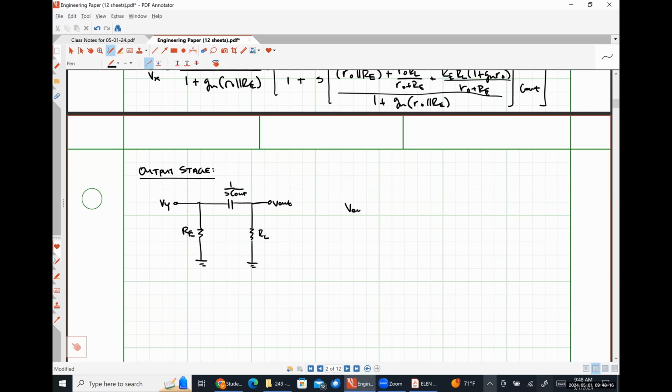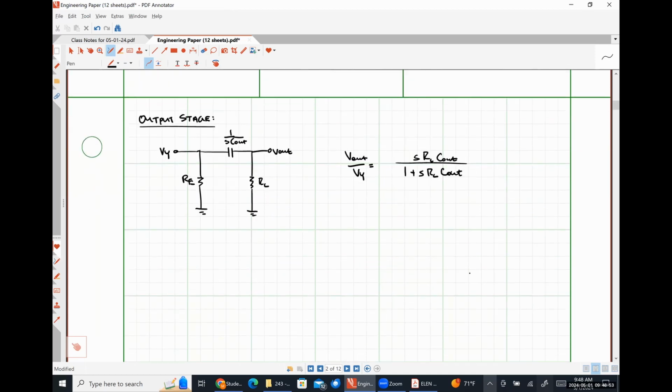So V out over Vy is S RL C out divided by 1 plus S RL C out. So we get a 0 at 0, and the pole here actually cancels out the 0 from the amplifier stage. And again, we saw that in the common emitter amplifier and all that kind of good stuff too. Output stage, easy peasy.